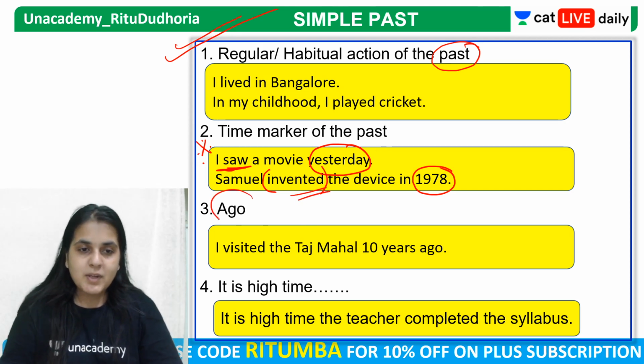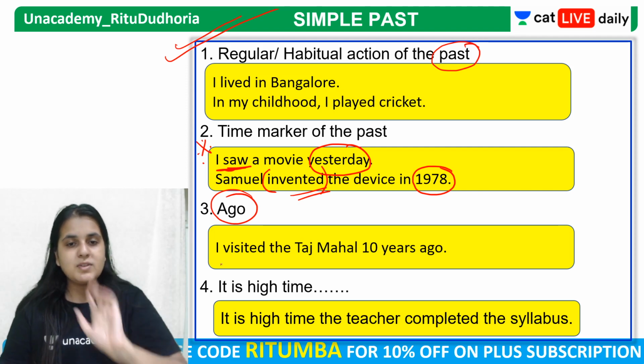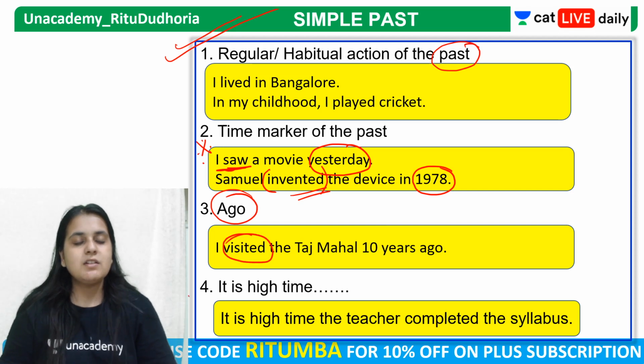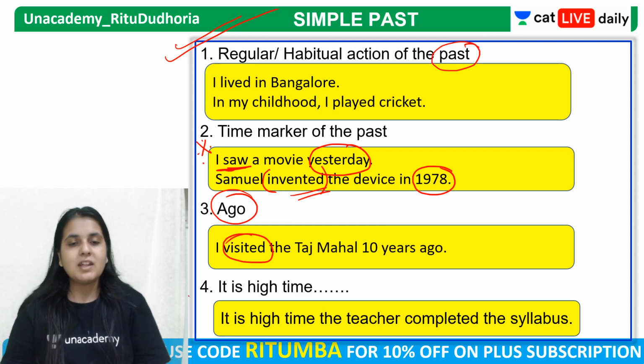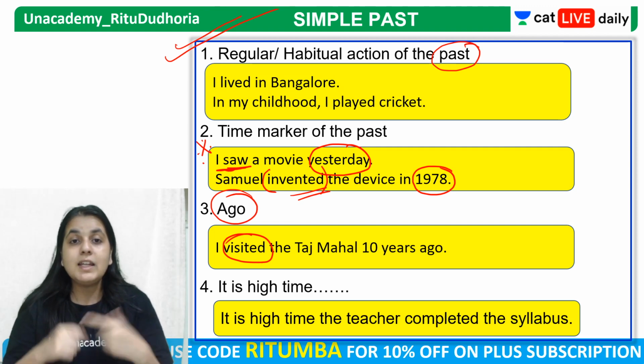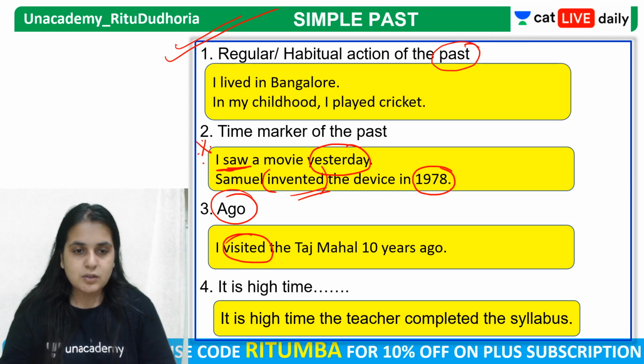Clear? Similarly, whenever you use ago, जैसे since के साथ we use present perfect tense, with ago you use simple past tense. I visited the Taj Mahal 10 years ago. Remember the fairy tales जो हम सबने पढ़े हैं? Long, long ago, there lived a king. Correct? Lived. Simple past tense. I visited the Taj Mahal 10 years ago.